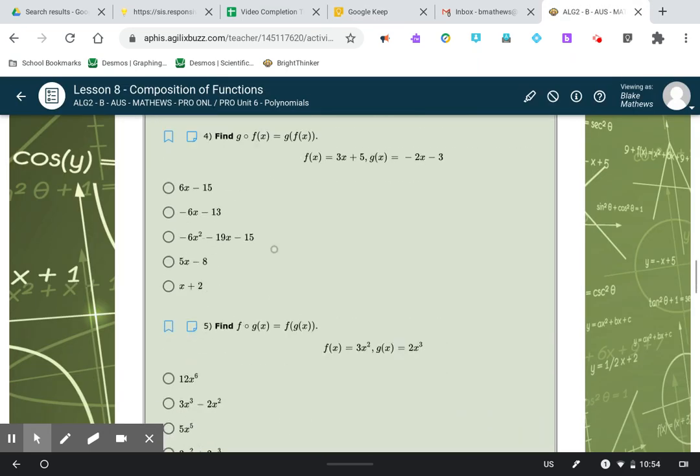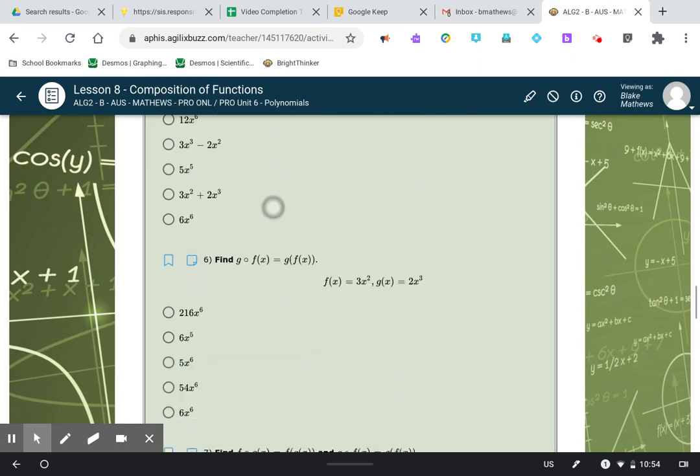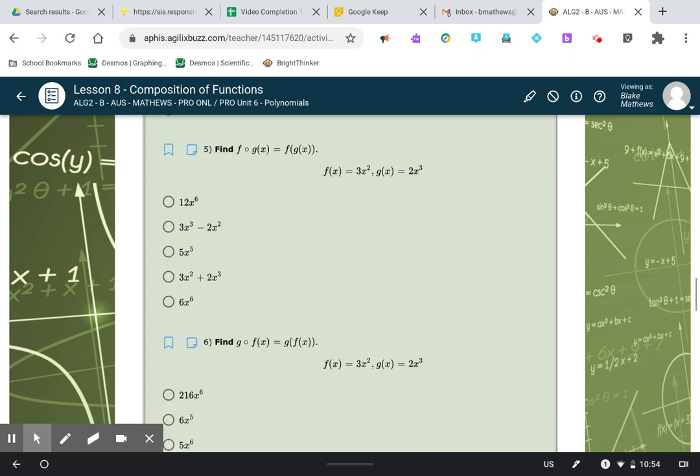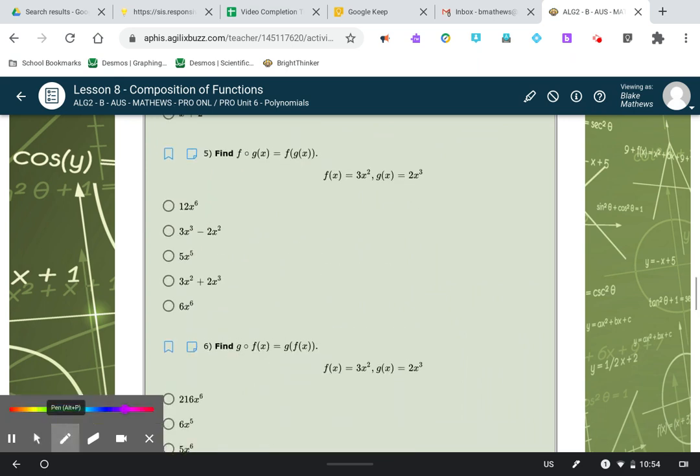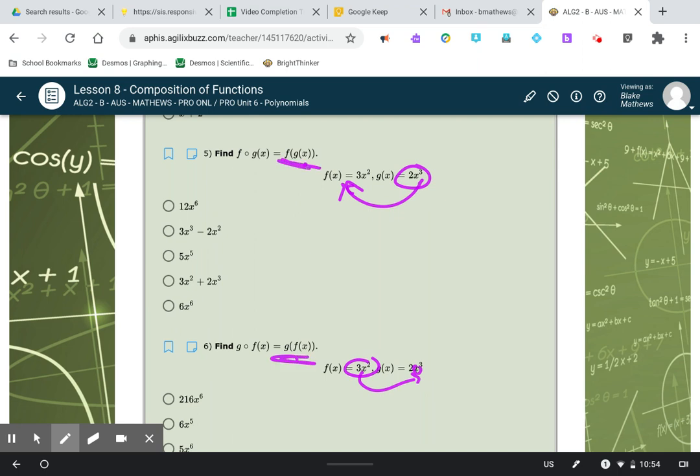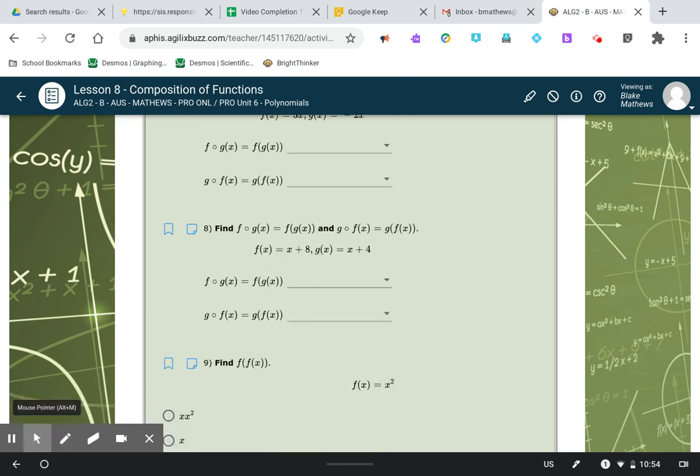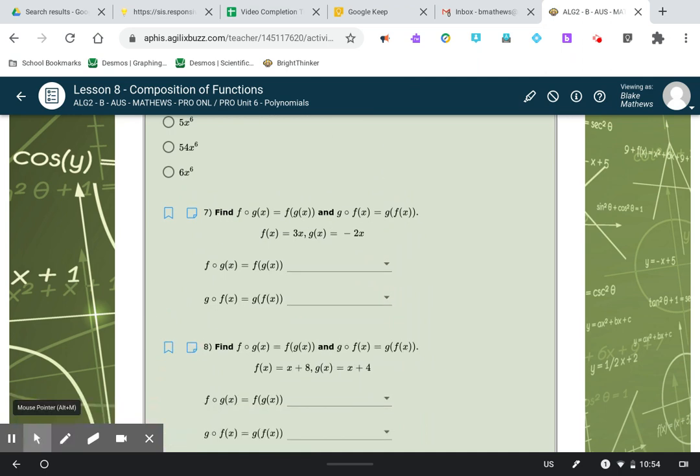That's very similar to what you're going to be doing in number 5 and number 6. Notice that here in one of them it's fg of x, so you're plugging g into f, and in another one you're plugging in f of x, so you're plugging the f into the g. So make sure you're paying attention to the notation and what that's telling you to do. Again, same thing in number 7 and 8, they want you to do both. They want you to do fg of x, gf of x. So you do both ways.